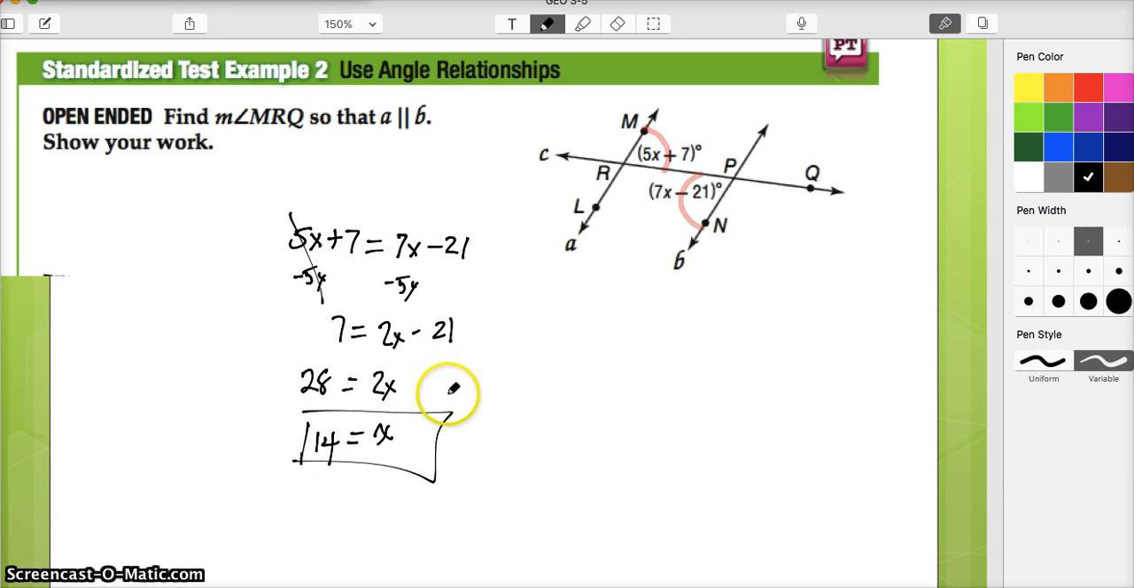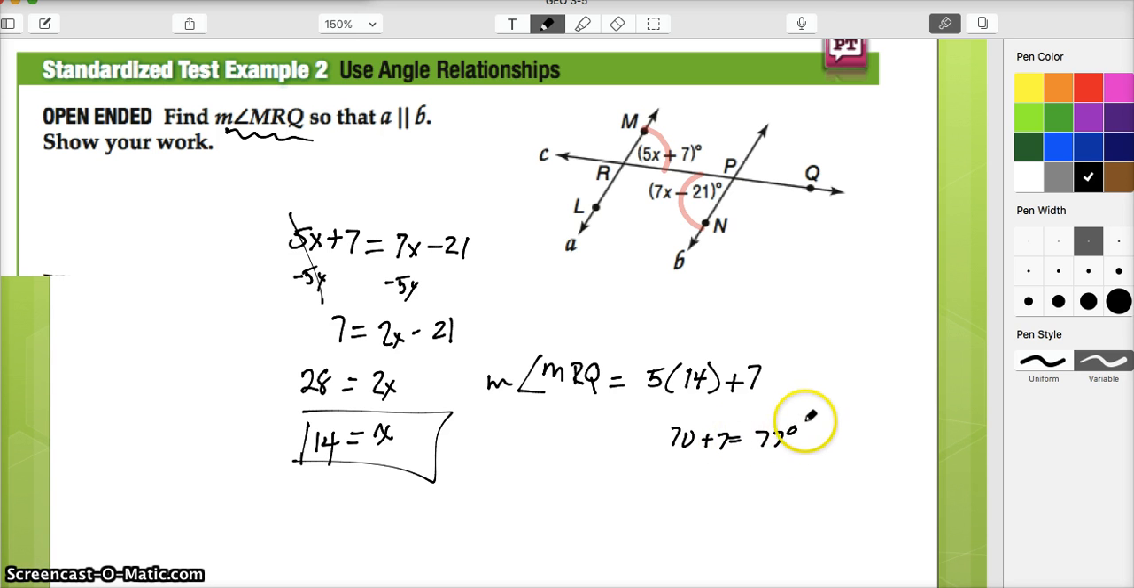All right, with that in mind, I'm not done. I want to be done, but they did not ask me to find the value of x. They said, find the measurement of MRQ. So I know that the measure of angle MRQ has to be 5 times 14 plus 7. So 5 times 14 is 70, plus 7 is 77 degrees. As long as this is 77 degrees, then these angles are equal, and then we have parallel lines.